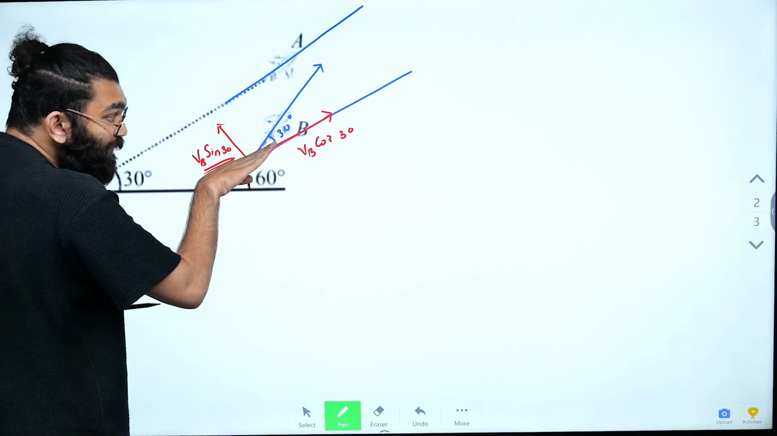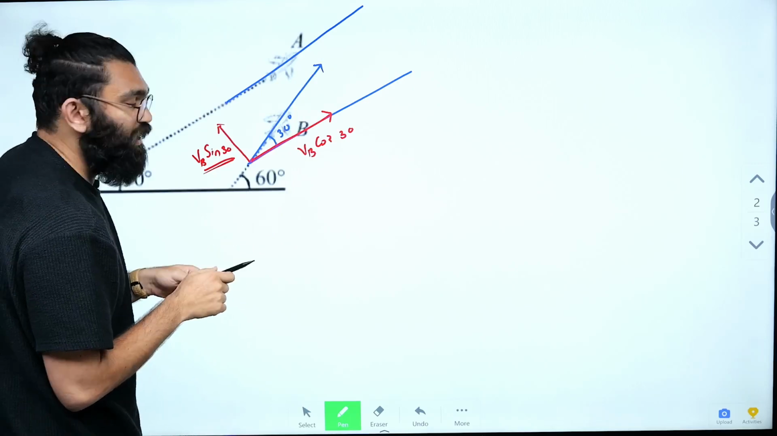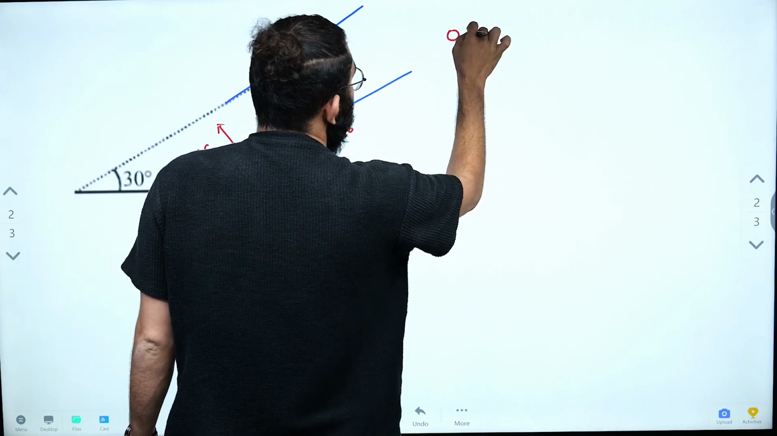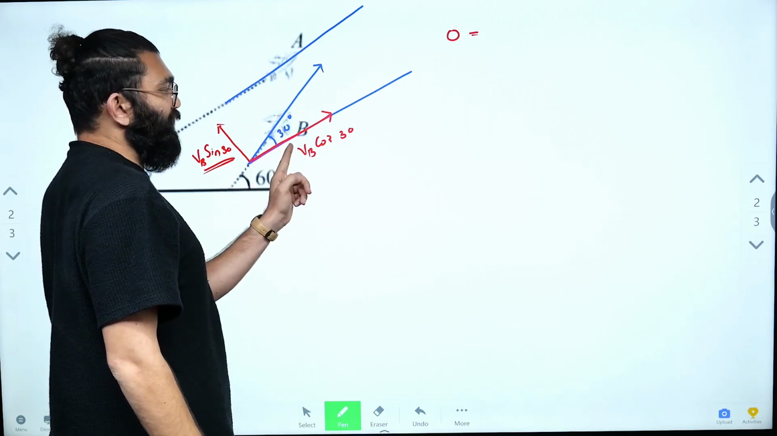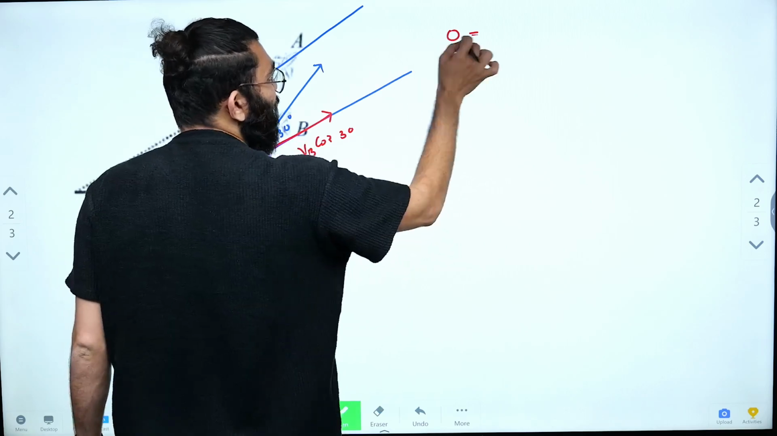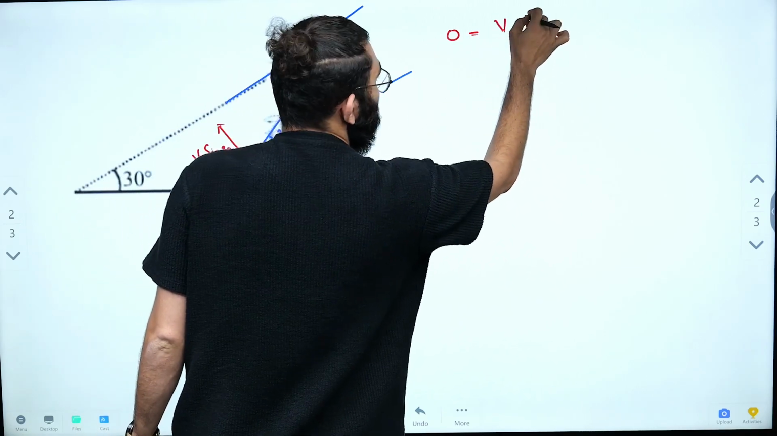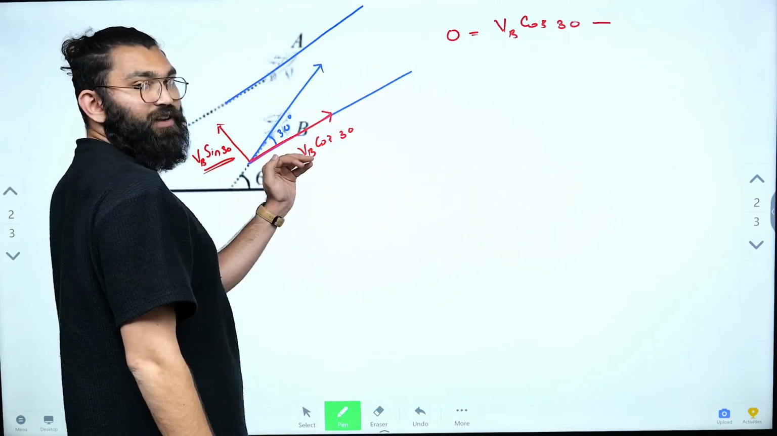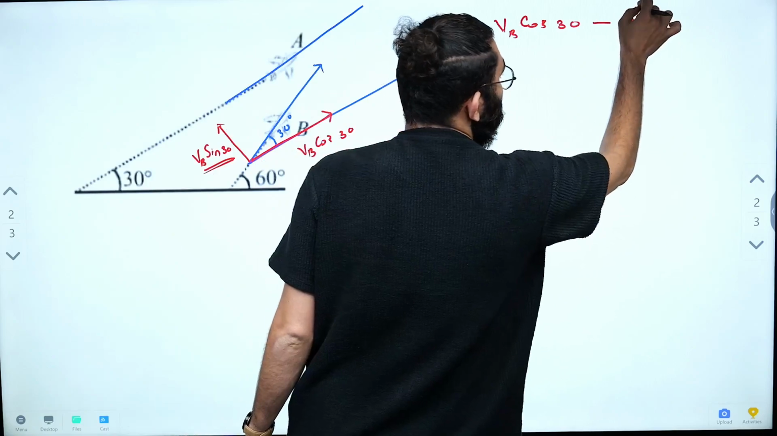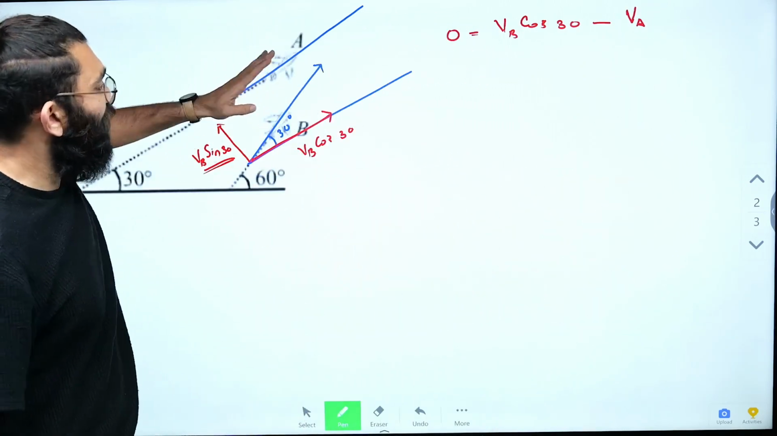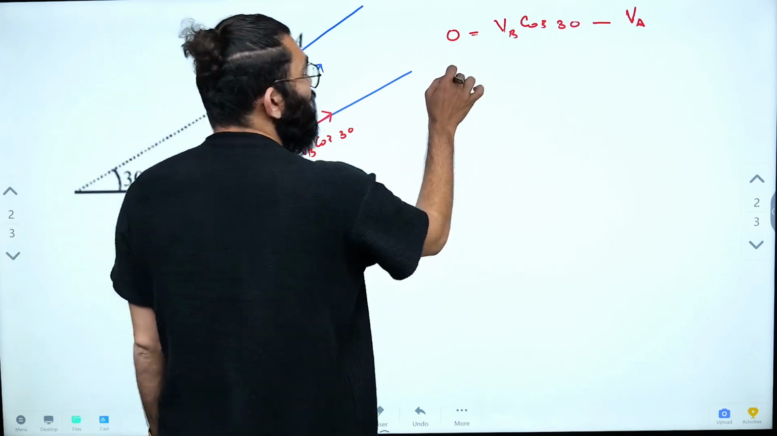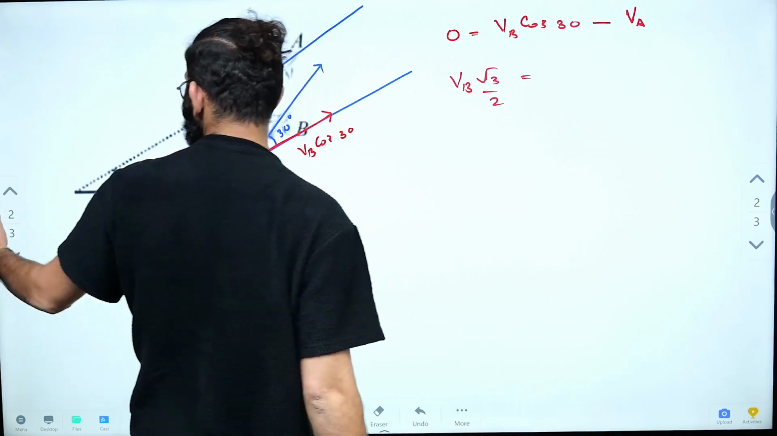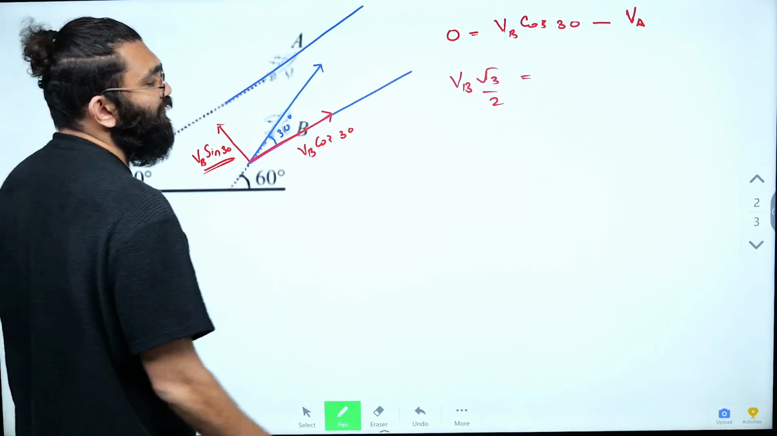So the relative velocity of B along the direction of A is 0, which we can write as the relative velocity of B with respect to A along the direction of A: VB cos 30 minus VA, and that is 0. So we can write VB cos 30, where cos 30 is root 3 divided by 2, equal to VA. VA is given in the question, that is 100 root 3.